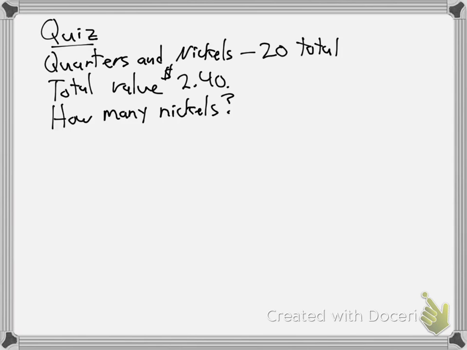There we go. All right, so quarters and nickels, 20 total. This is a money problem, clearly. How do we do money problems? Remember, we have two equations. First equation, second equation. First equation has no money in it, and the second one's all about money. Remember how we separate those out?